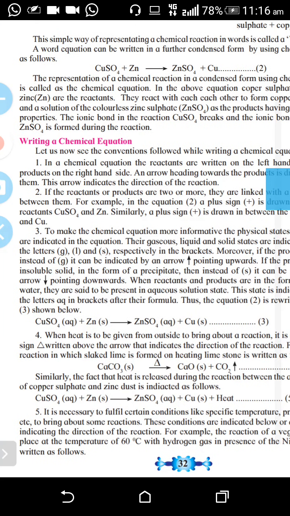Sometimes what happens? One reactant is there and two products are formed. Sometimes two reactants are there and one product is formed. Sometimes two reactants and two products are formed. Sometimes two reactants and three products are formed. So different types of reactions are there. Here some examples are given.